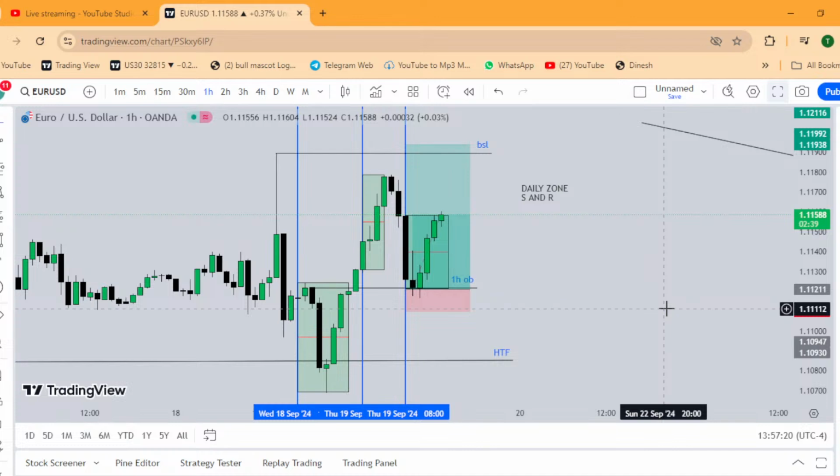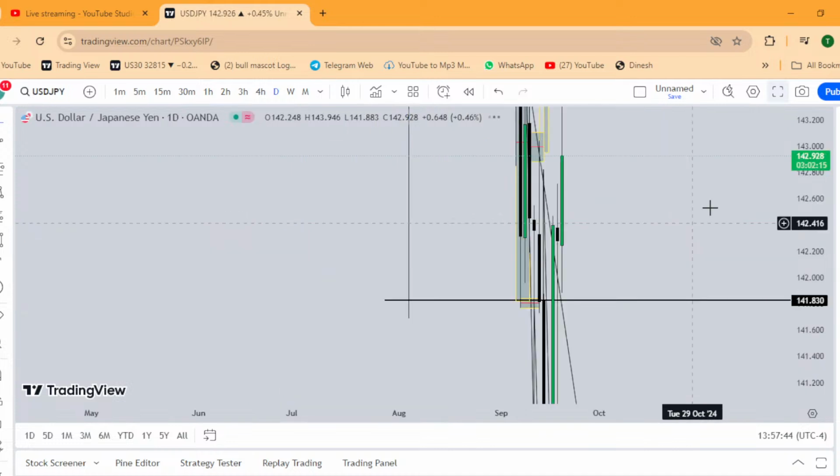If I'm to look at USD JPY, I think I'll just look at it. USD JPY is also giving us something to do with the previous day, yesterday. These were sure buys today. You can see from this order block. You can go to the daily chart. These were sure buys.